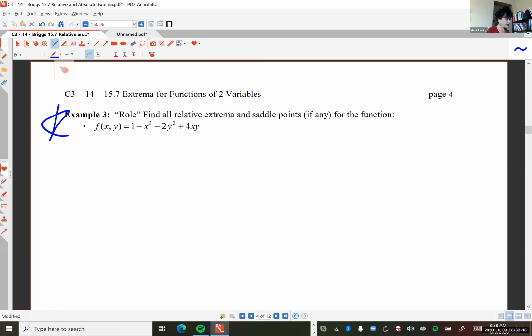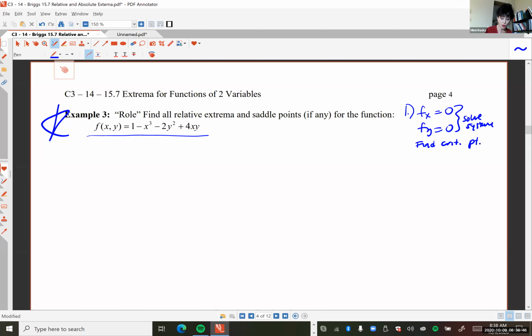In example 3, we have a function here of 2 variables. I'm going to put you guys in breakout rooms and have you try this on your own. So let me just walk through the procedure. Step 1 is you're going to find fx and set it equal to 0, and find fy equal to 0, and then solve the system to find the critical points.